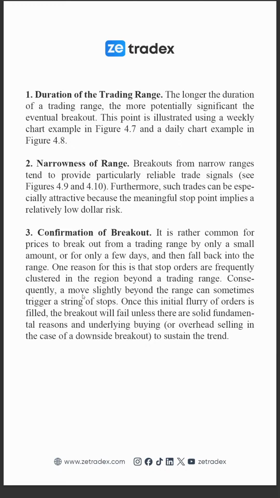And three, we have confirmation of breakout. It is rather common for prices to break out from a trading range by only a small amount or for only a few days and then fall back into the range. One reason for this is that stop orders are frequently clustered in the region beyond the trading range. Consequently, a move slightly beyond the range can sometimes trigger a string of stops. And once this initial flurry of orders is filled, the breakout will fail unless there are solid fundamental reasons and underlying buying, or overhead selling in the case of a downside breakout, which is obviously going to sustain the trend.